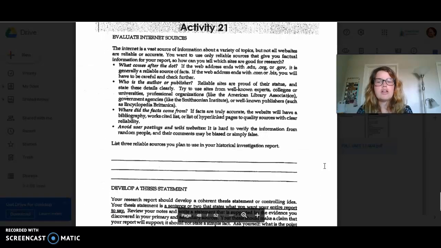If you look at the outline that I have linked there, you can see how those look. And then your internet resources, 3 reliable resources that you plan on using. So I would have whatever it is in my book. I would have a couple different websites that I would use.